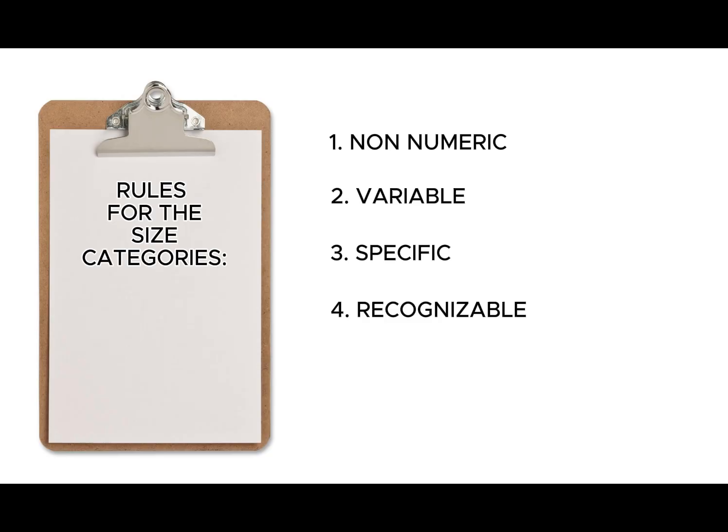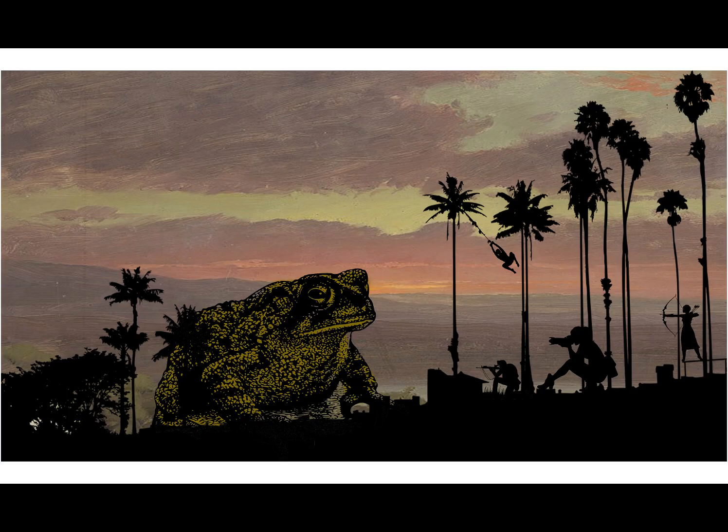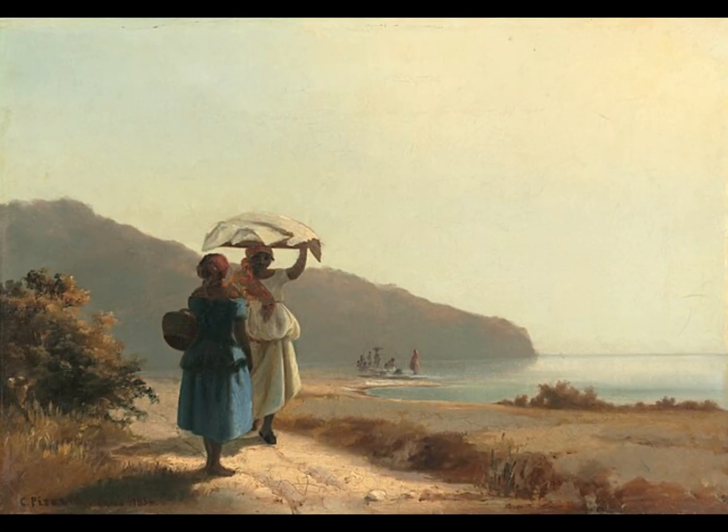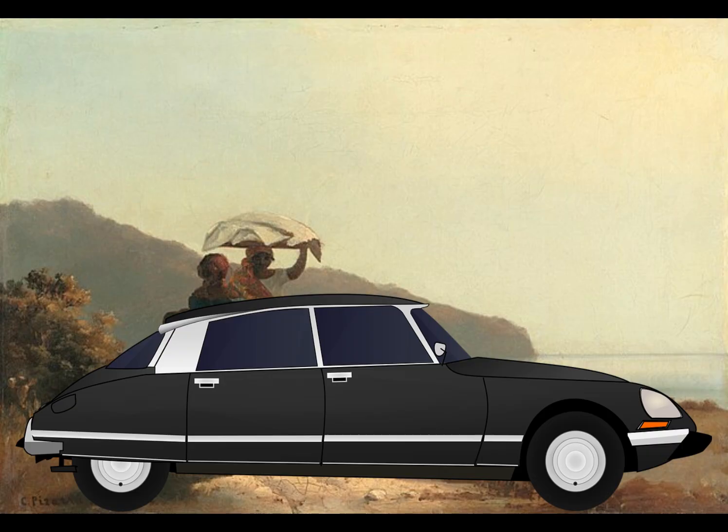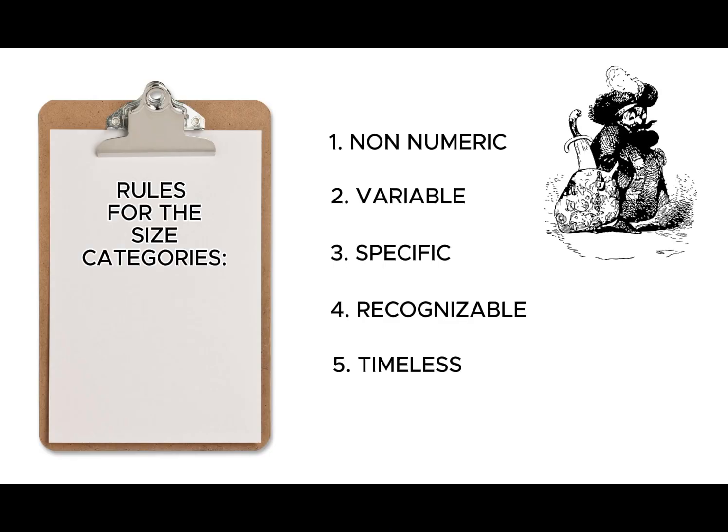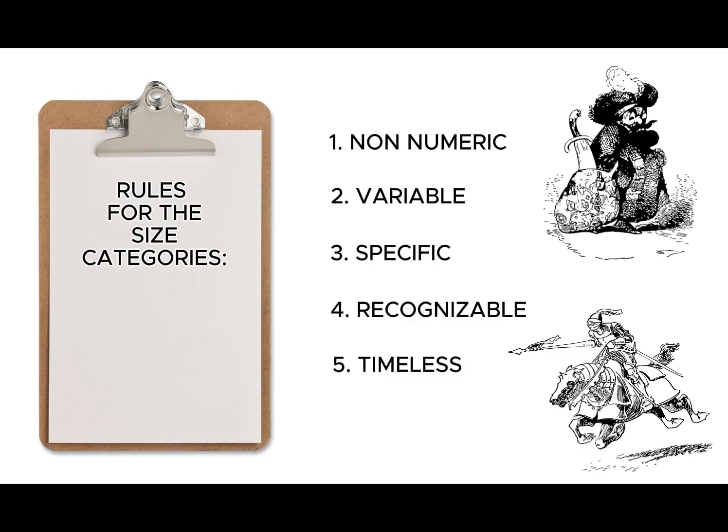And then last rule, it needs to be timeless. I was designing Duppies and Gunmen for a modern setting, but I wanted these size categories to be recognizable throughout all aspects of time. So saying something like vehicle sized wouldn't work for my purposes, because what if the campaign is set in pirate days or medieval times?